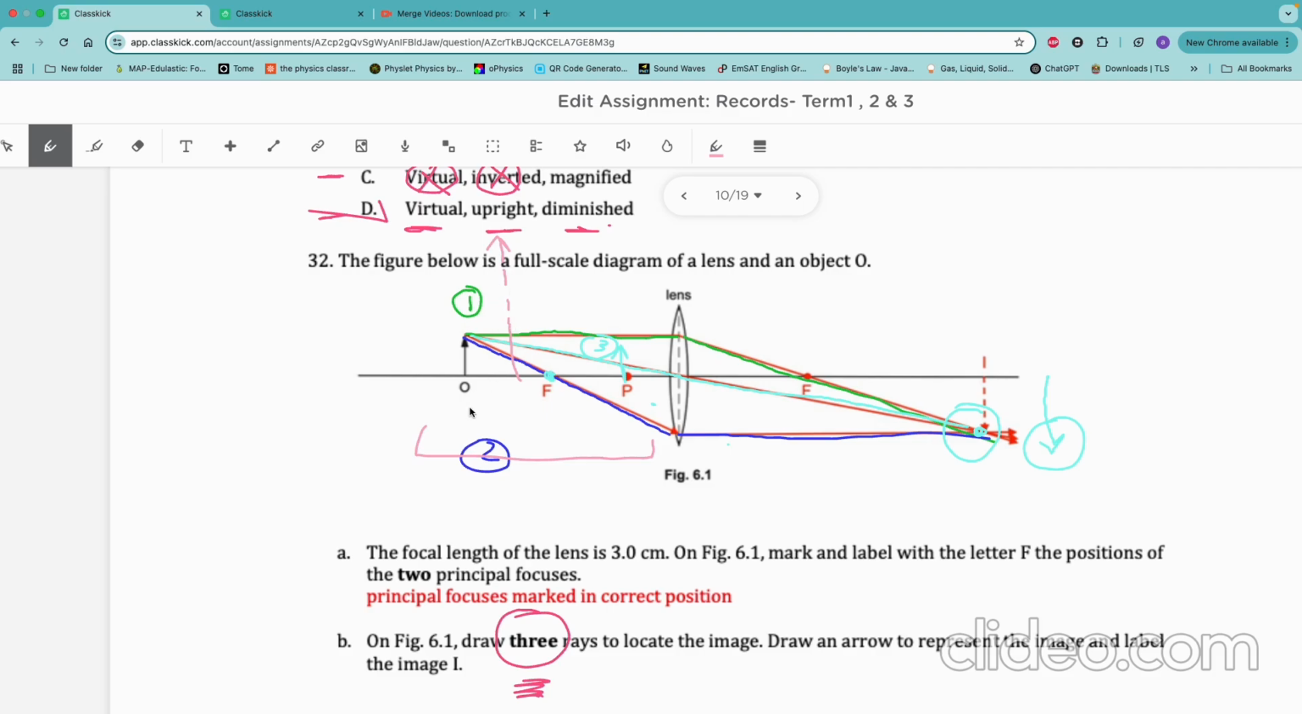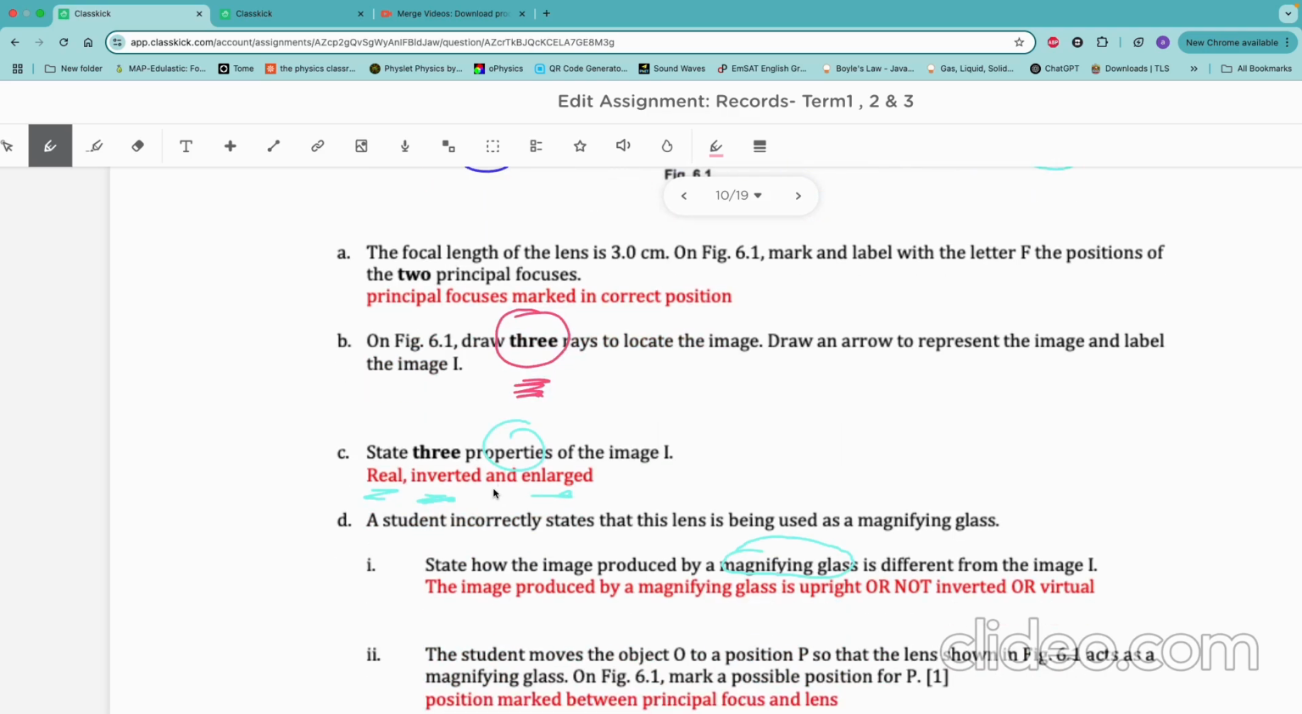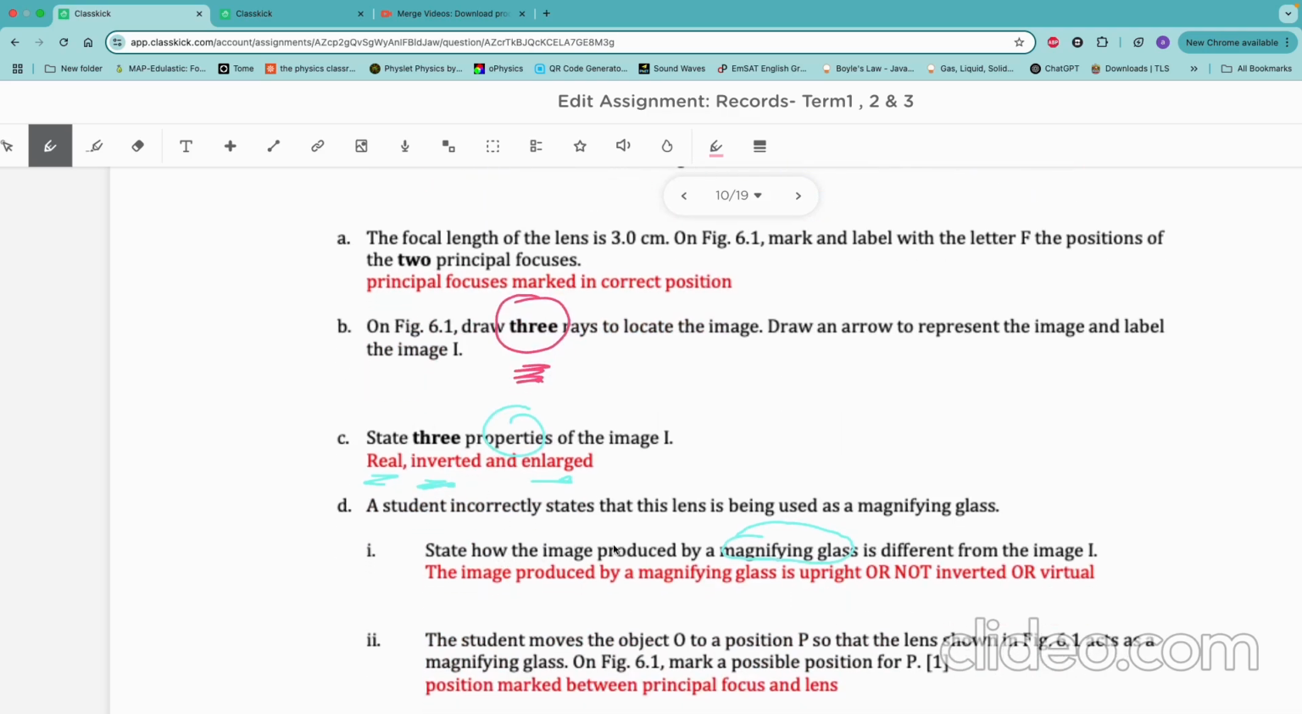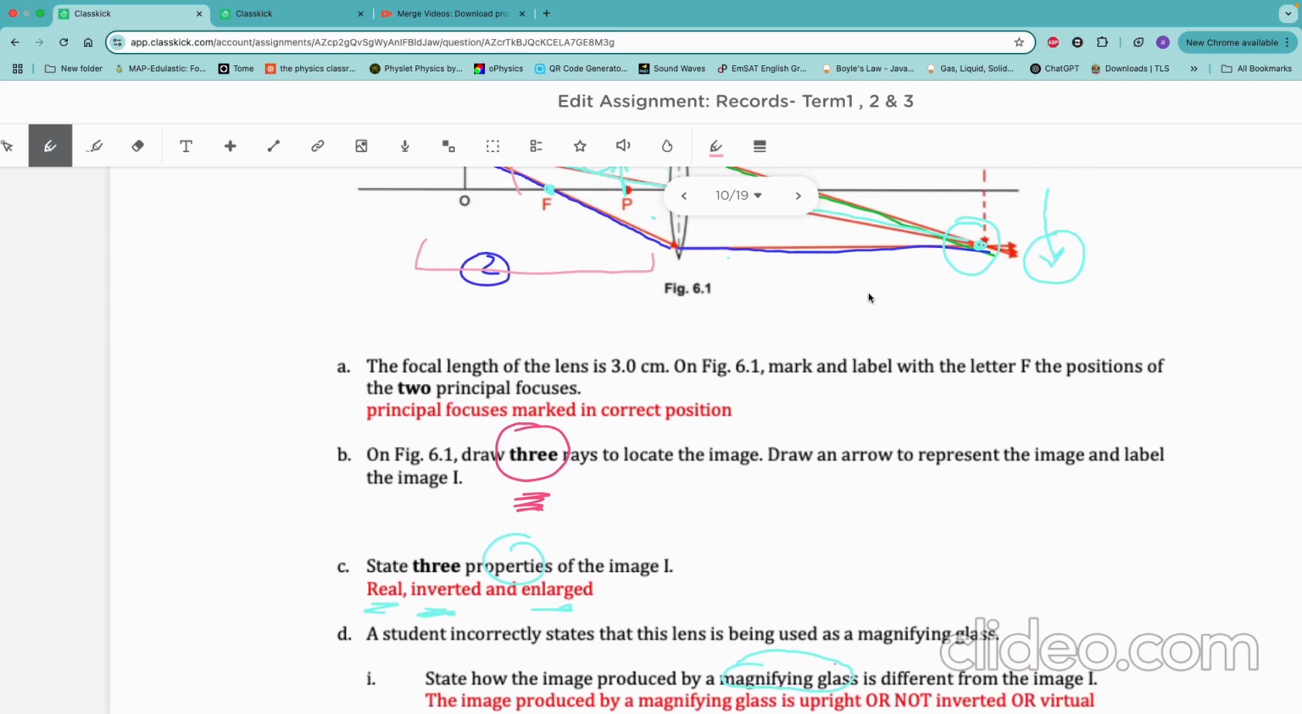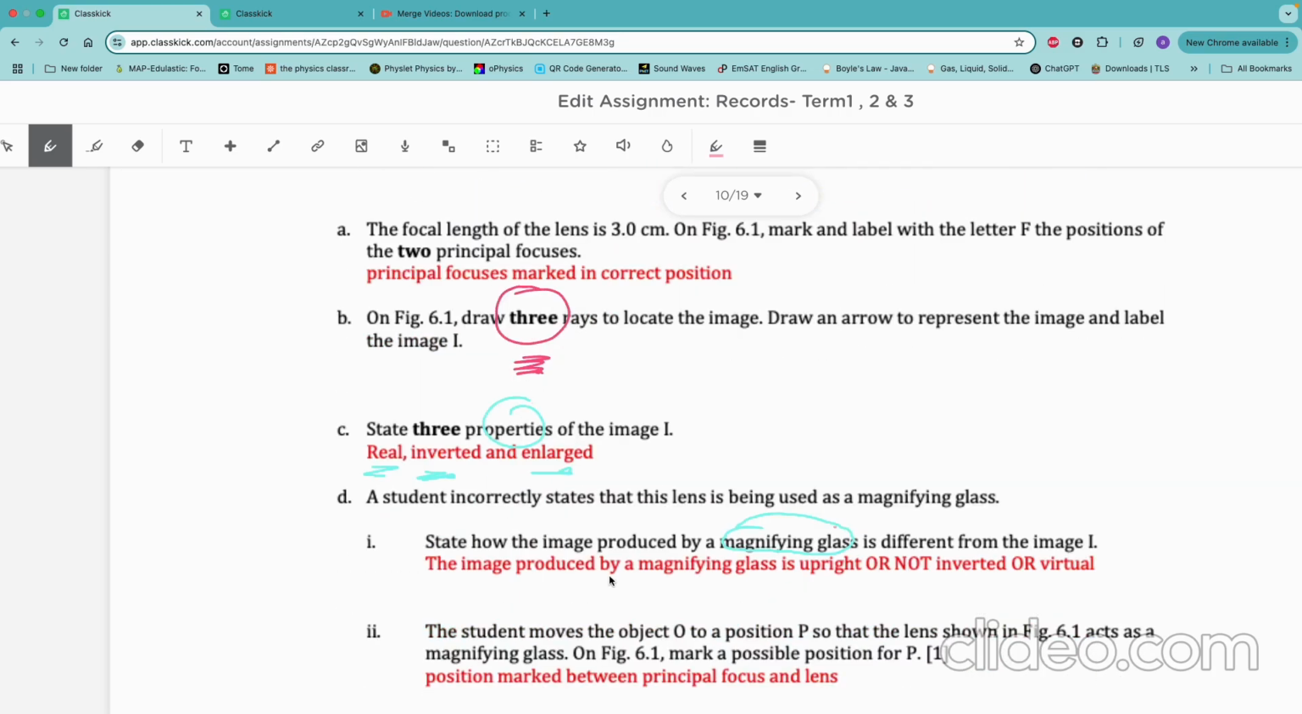So the question doesn't ask about drawing, it asks just to compare, differentiate between the properties of a magnifying lens and the properties of this case. So number 1, the image produced has to be upright. Since it's upright, it means virtual. You also don't forget to mention it's enlarged or bigger in size.